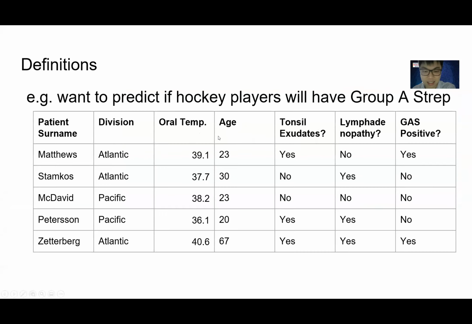So the next section, I just made a slide in case I need to draw some technical definitions, because we're going to be reviewing a paper, and then I'll run through a really quick Python program showing how an engineer processes this data. So for instance, in this example, we have 5 hockey players. We want to predict who will have group A strep. Completely fictitious scenario, just for demonstration purposes.